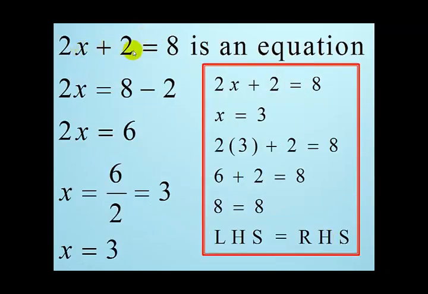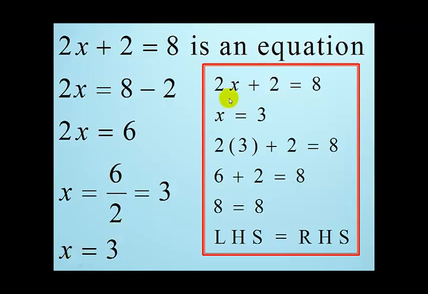2x plus 2 equals 8 is an equation. How do you solve for x? Plus 2 on the left hand side becomes minus 2 on the right hand side. And 8 minus 2 equals 6. So 2x equals 6. Now solving for x, we divide the left hand side by 2, and we have x on the left hand side. Dividing the right hand side by 2, we have 6 over 2, and the answer is 3. This means that the value of x is equal to 3.